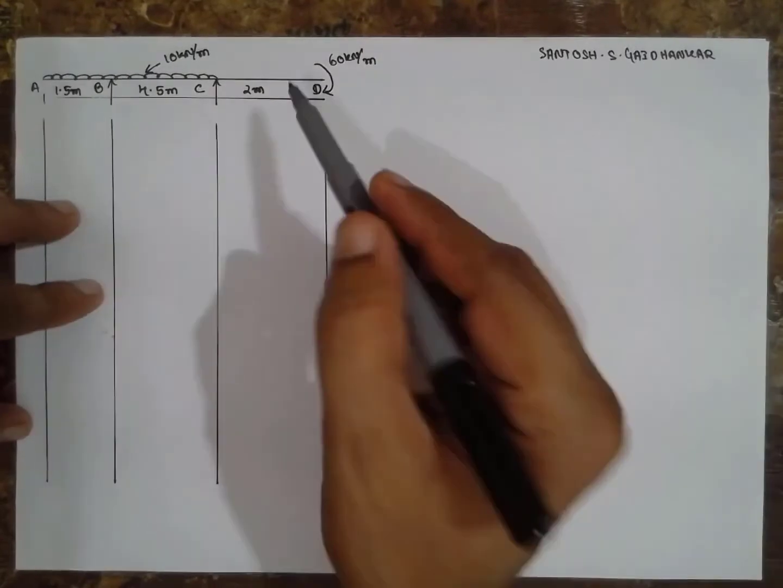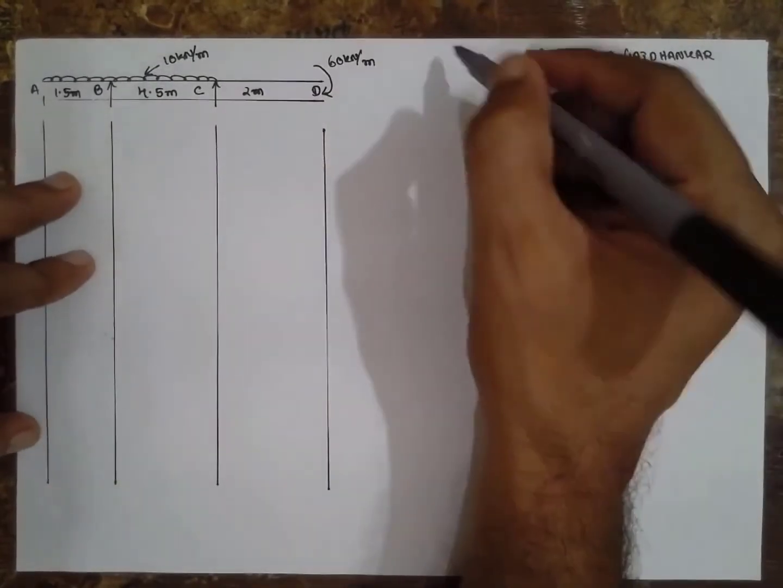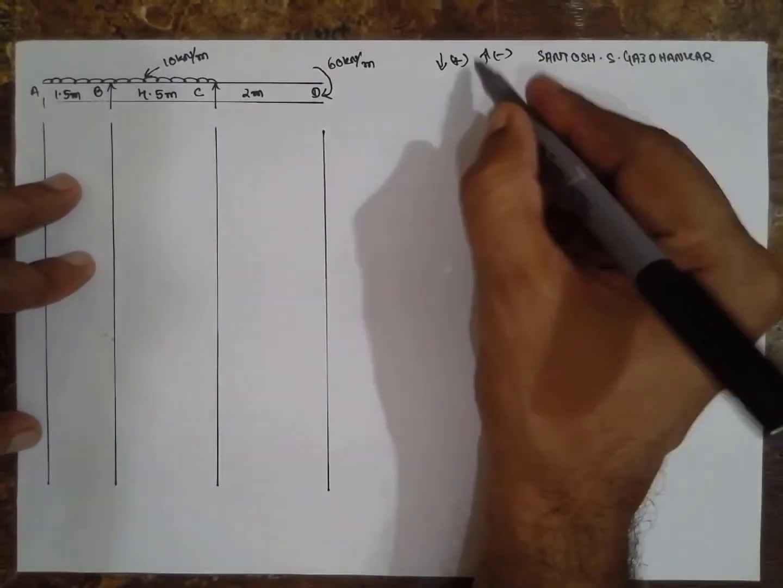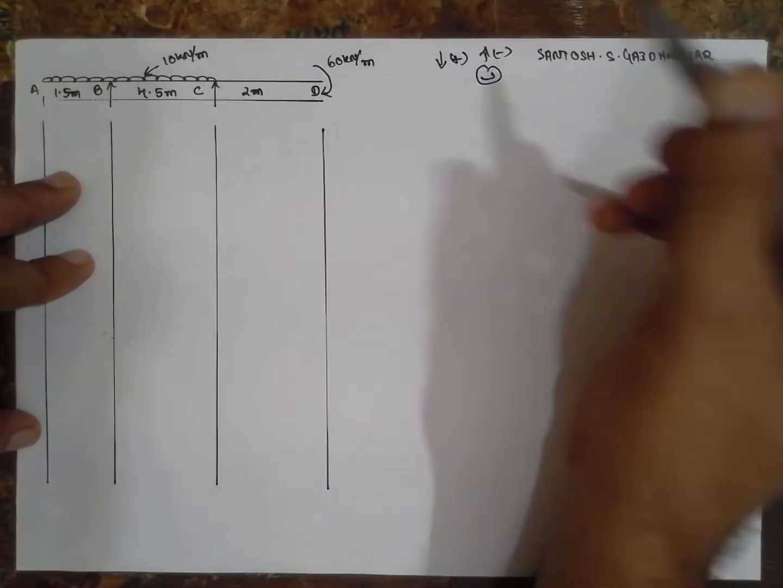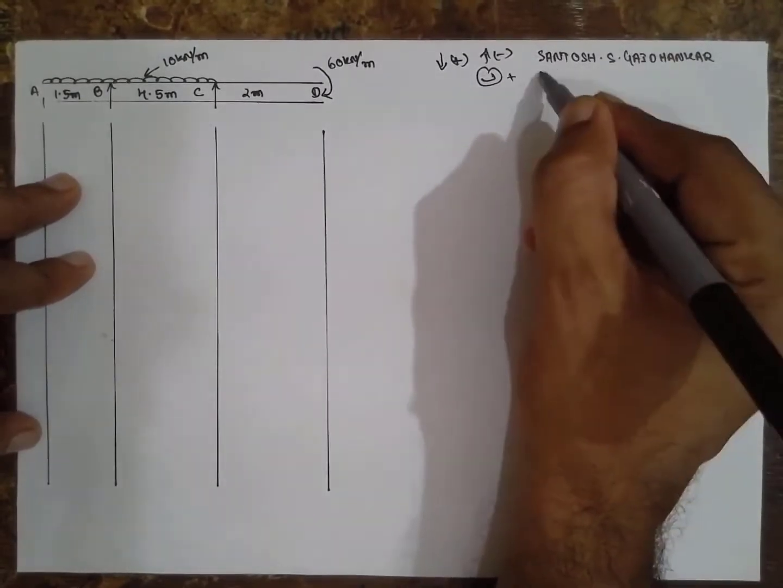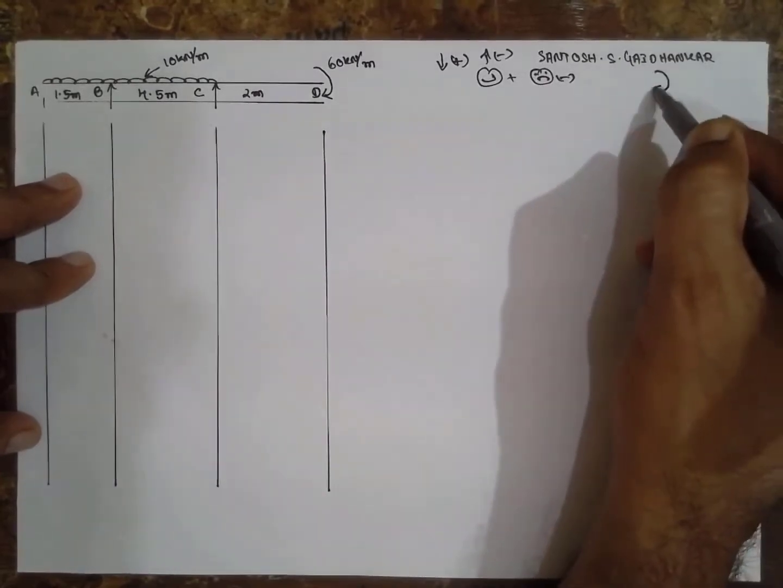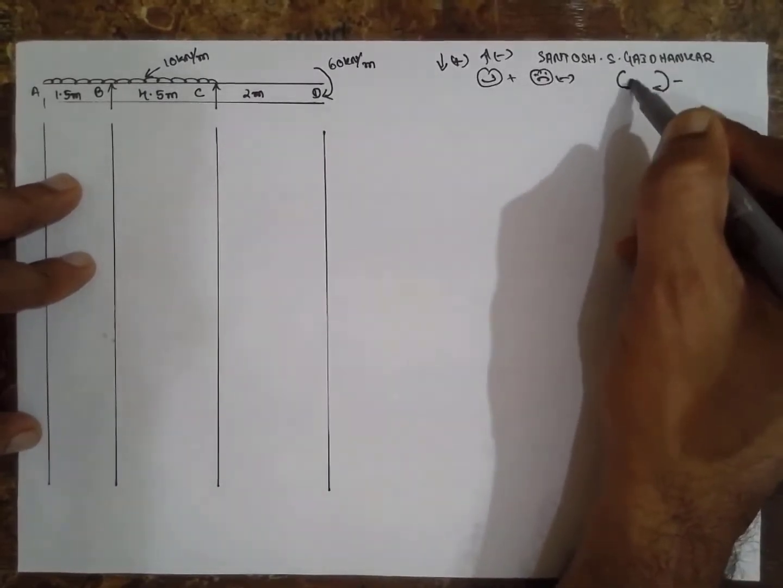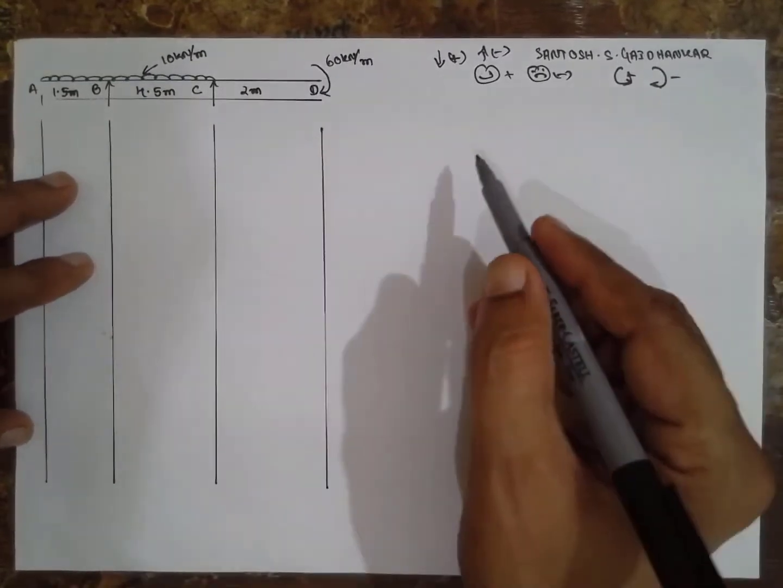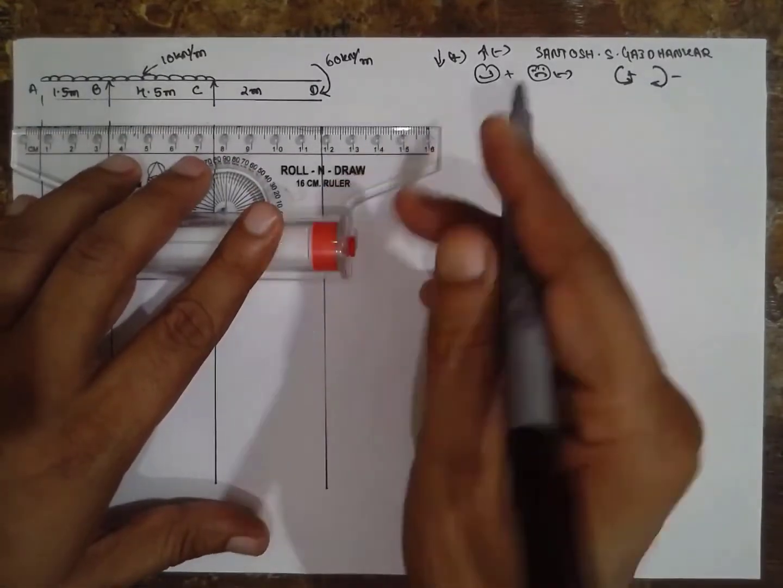Today I am solving the problem of an overhanging beam with UDL and a couple. Downward arrow positive, upward negative. Sagging positive, hogging negative. Clockwise negative, anti-clockwise positive. This is the couple, because the couple comes into the picture. Convert into point load. I am converting into point load here.